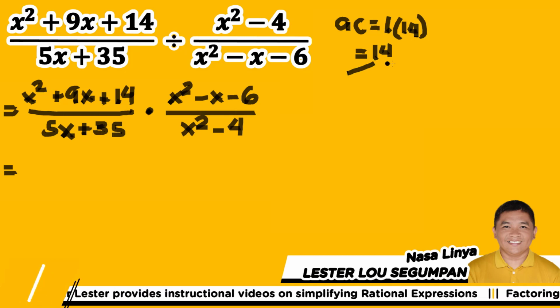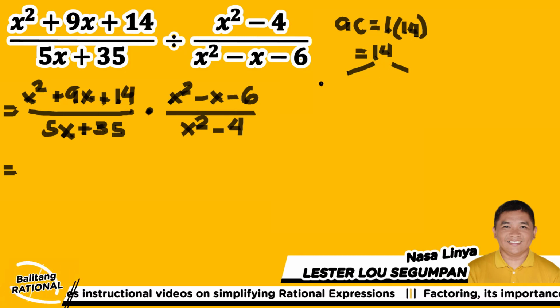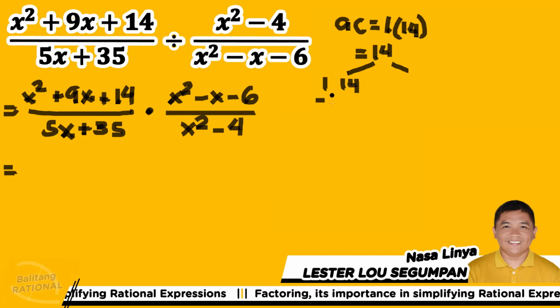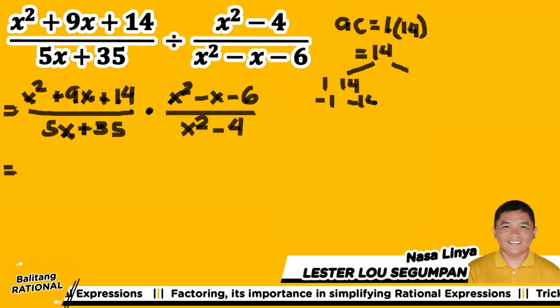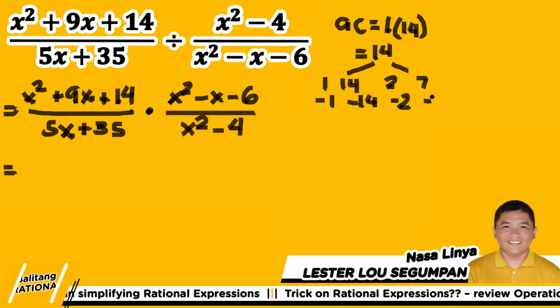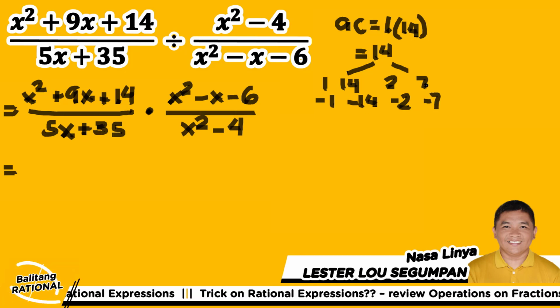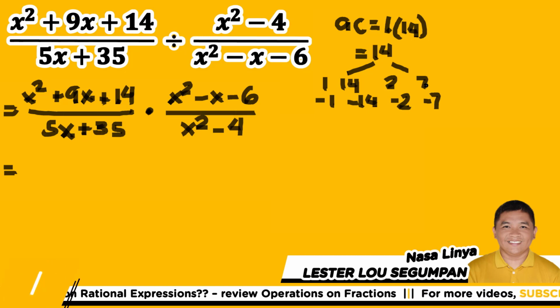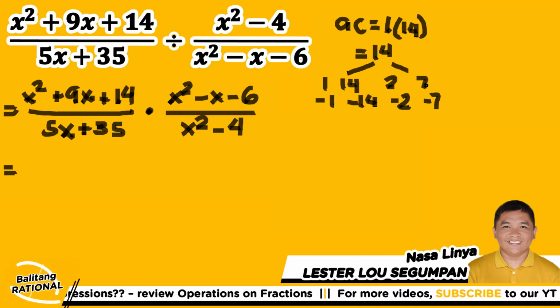Now, let's look for factors of 14. You have 1, 14. You could also try negative 1 and negative 14. We also have 2 and 7 and negative 2 and negative 7. These four pairs of factors, when multiplied by their corresponding partner, will return to the same AC, which is 14.